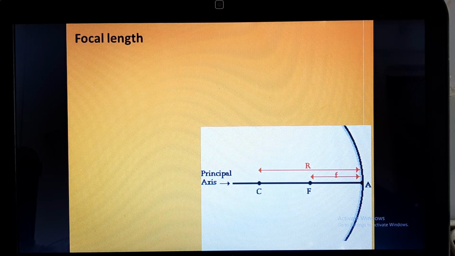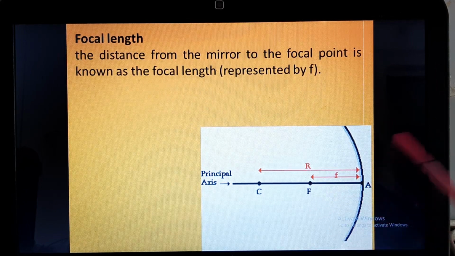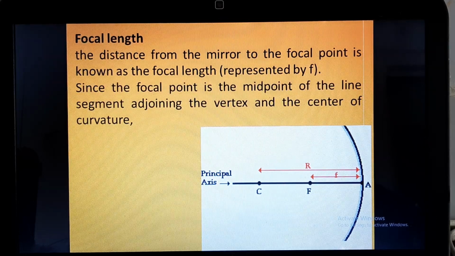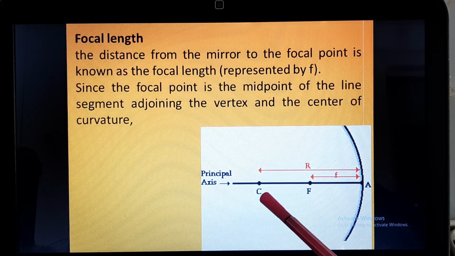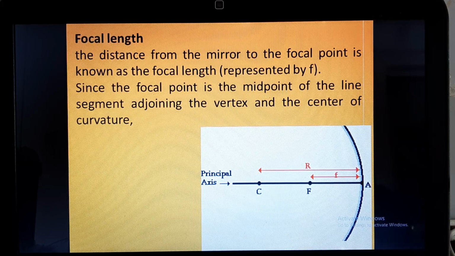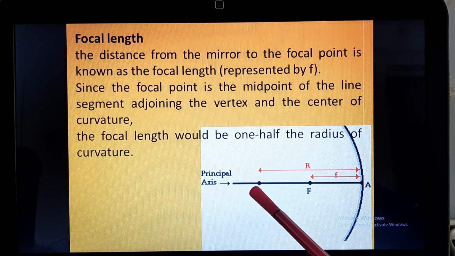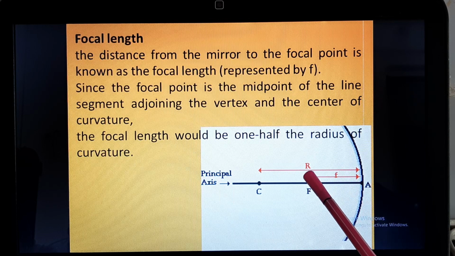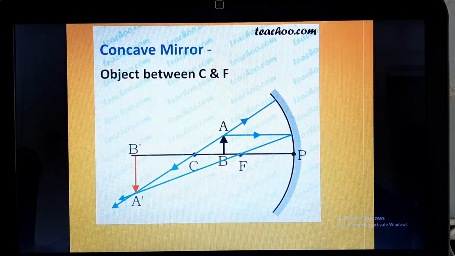Right? Focal length. What is focal length? The distance between the mirror and the focal point is known as the focal length. Since the focal point is the midpoint between the center of curvature and the vertex, as we had discussed, the focal length would be 1/2 of the radius. So the distance between the center of curvature and the pole is the radius of curvature, and once you take half of the radius of curvature you get the focal length of the mirror.